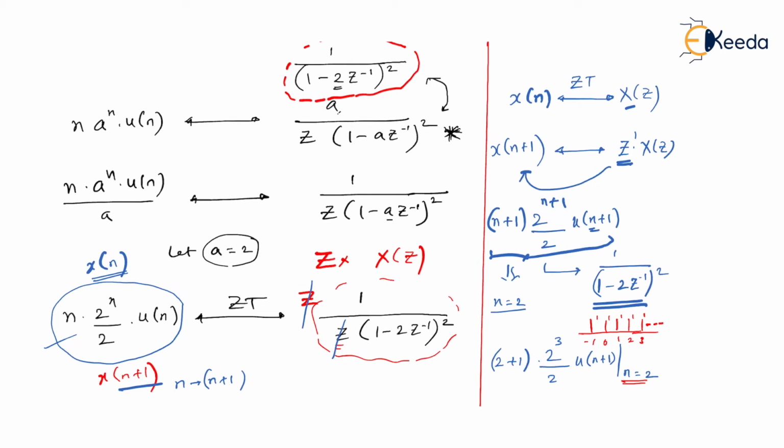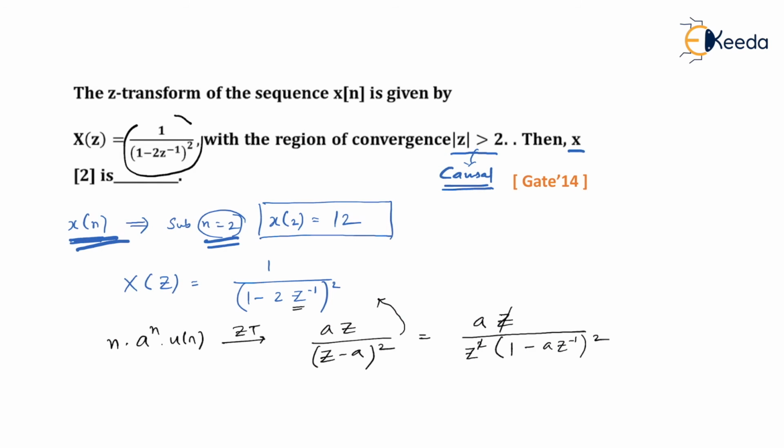At n equal to 2, what is the value? At n equal to 1, as you can see, the value is 1. Let us substitute. So this 2 plus 1 has become 3. This 2 and 2 get cancelled here. And the u of n plus 1 value is 1. So this comes out to be 12. Then 12 is the answer. So x of n at n equal to 2 is 12. Let's move to the next question.